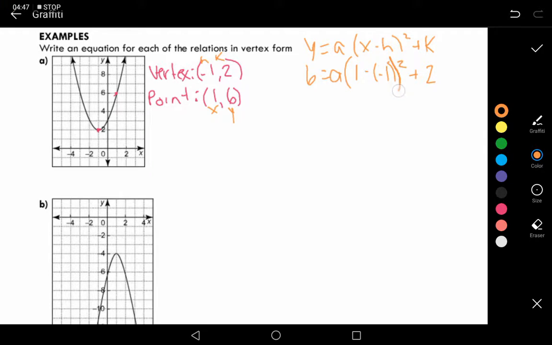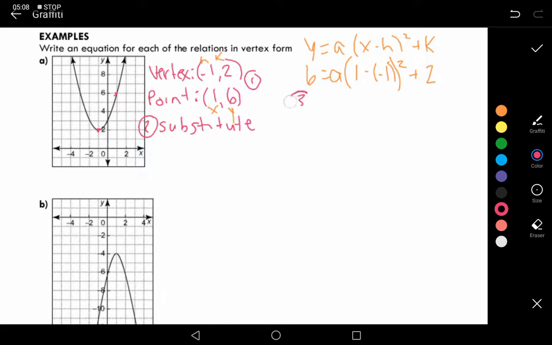Once we have this information, what we're doing is we're solving for a. So step 1 is actually coming up with these points. Okay, step 2 is going to be substitution. Okay, so substitute.